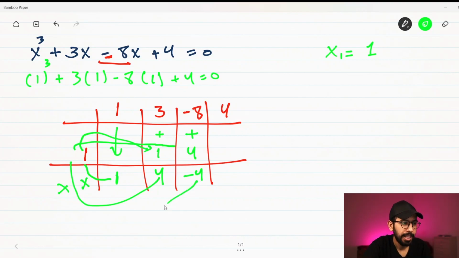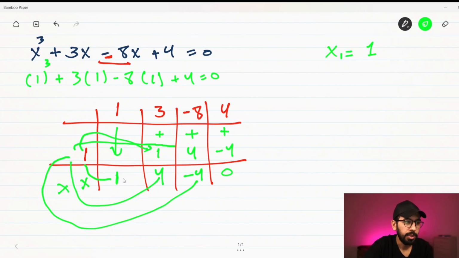Now the last step: minus 4 multiplied by 1, and the result we put here. 4 plus minus 4 is 0. So now we have 1, 4, minus 4. What does that mean? Now we need to write just like that: 1, 4, and minus 4, and then we write x squared plus 4x minus 4 equals this 0 here. Now we have converted our cubic equation into a quadratic equation, and you can solve it like a normal quadratic equation.